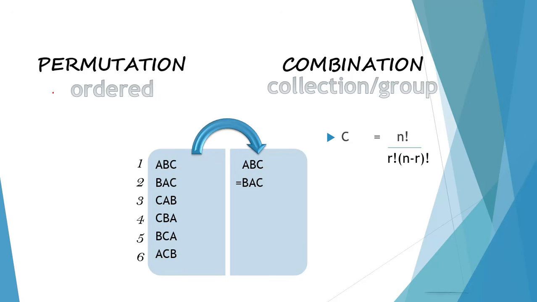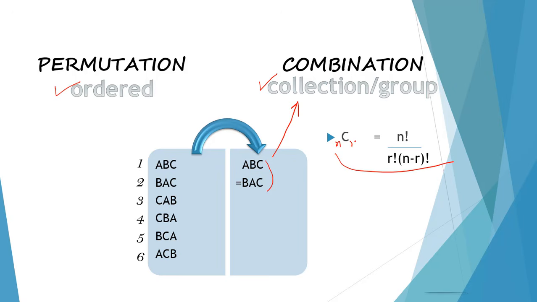In permutation, the order matters. If we change the order of objects, it will provide us a new permutation. While in combination, objects are considered a group, a collection, and changing the order doesn't affect the group's identity. ABC is equal to BAC. This is the formula to calculate the number of combinations.